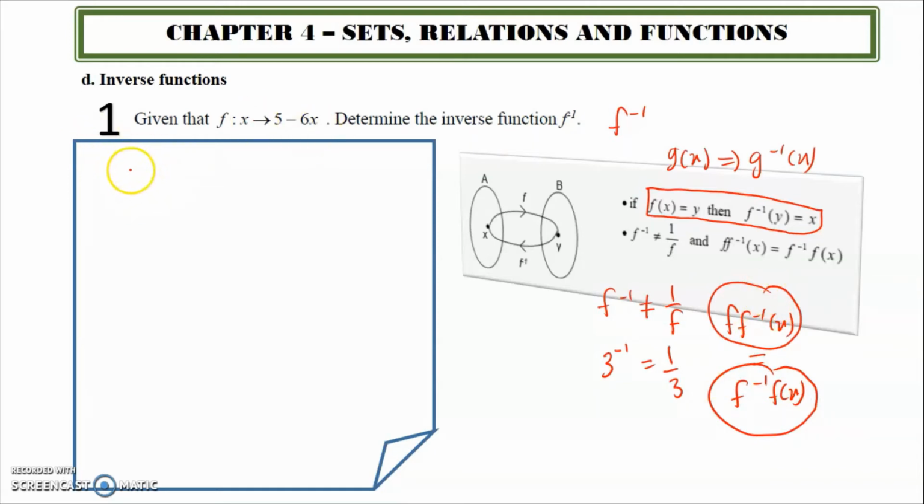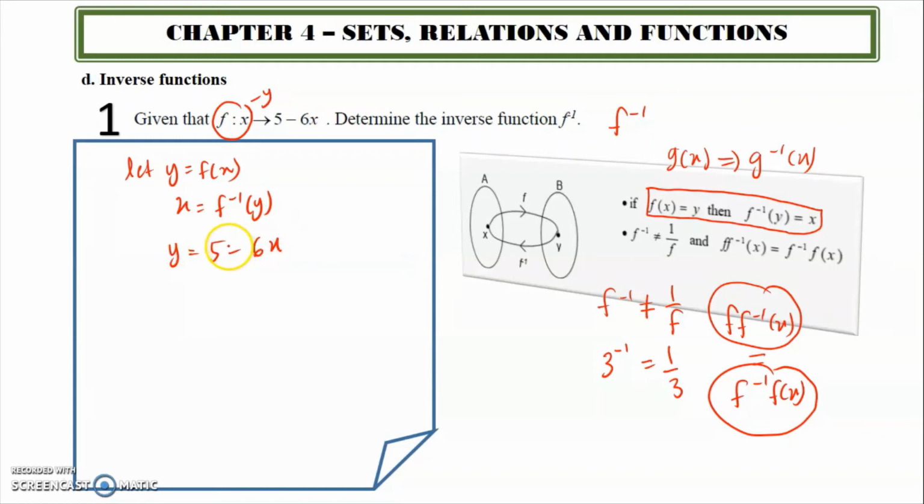Okey, kita tengok first example. Given that fx equals to 5 minus 6x, determine the inverse function f negative 1. Okey, first kali kita kena tulis let y equals to fx, x equals to f negative 1y. So, fx ni kita gantikan jadi y. So, kita follow yang ini. So, y sama dengan 5 tolak 6x.